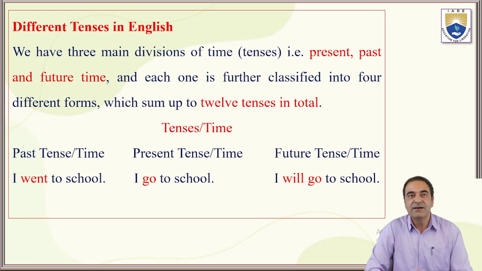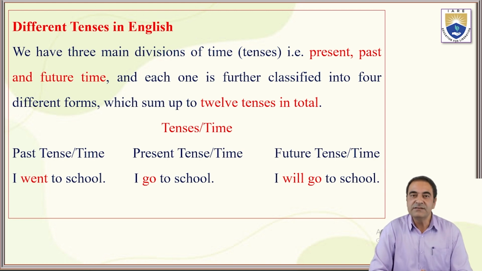What is the first example? I went to school. Second, I go to school. I will go to school. Now, again, if you look at these sentences, we have the same subject, that is I. Therefore, it's not the subject that shows time of an action. It is the different forms of verb that show the different time periods or different time zones.